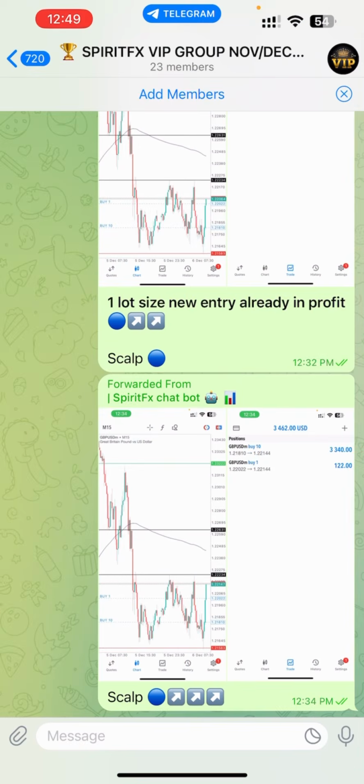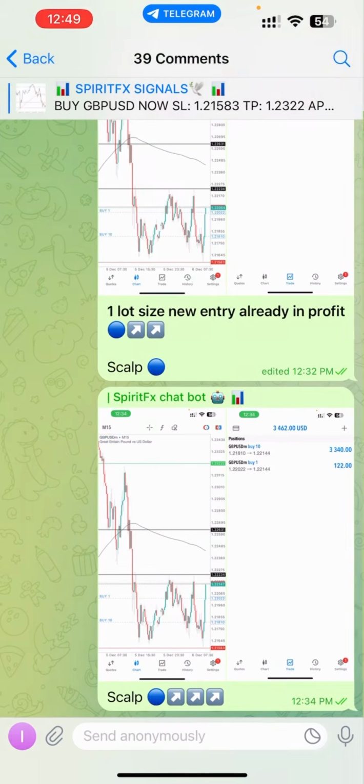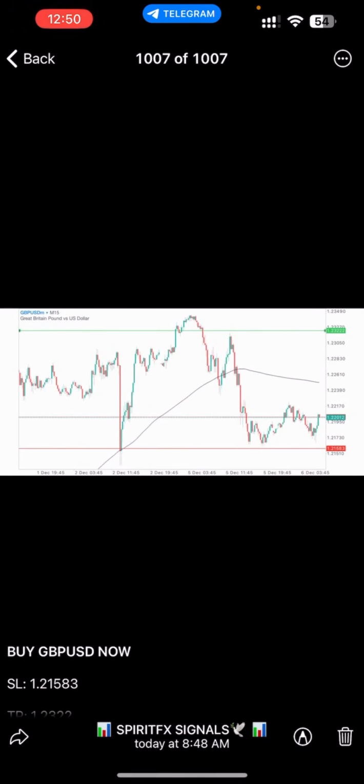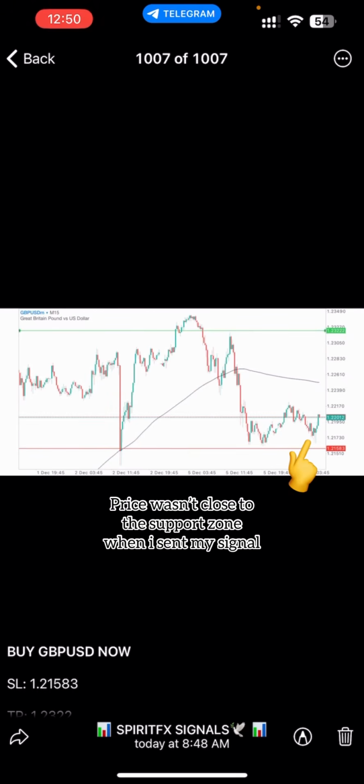Now this is my Telegram group, and I noticed it when it touched it. If you check, I posted this signal. This is the signal. Buy GBP USD. But that was not what I saw when I sent the signal. If you check my chart here, look at it. It's not even close to the support zone. Do you understand?